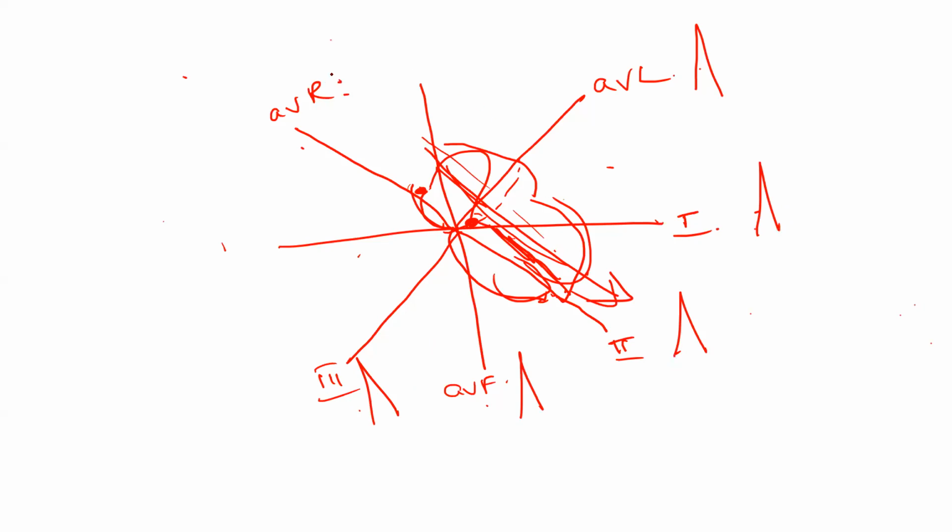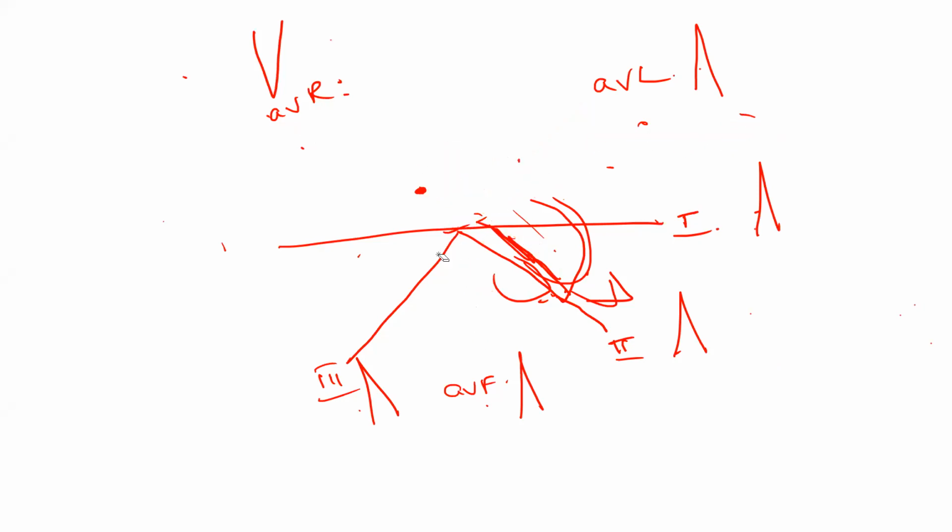But what will be the deflection in AVR? Negative deflection. Excellent. So only in AVR you get a negative deflection, because the lead is here and the current is traveling opposite. Do you understand this so far? Yes. Okay. So the normal cardiac axis is going to be minus 30 to plus 90 degrees. So this is the normal cardiac axis.